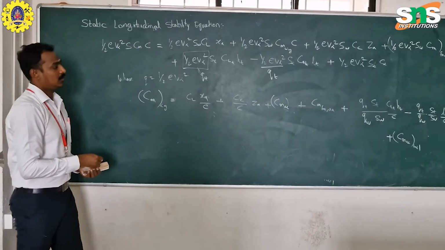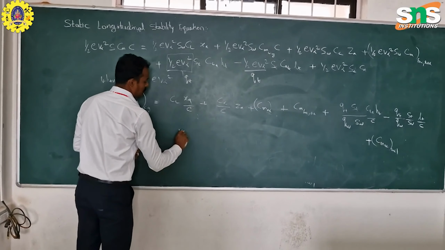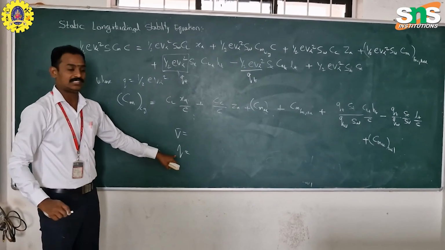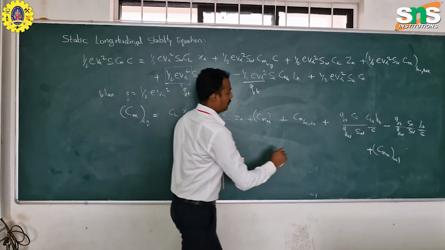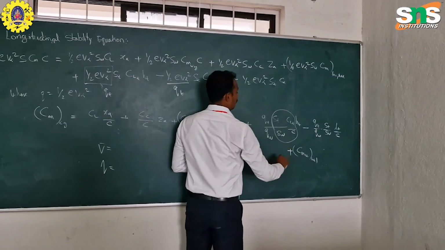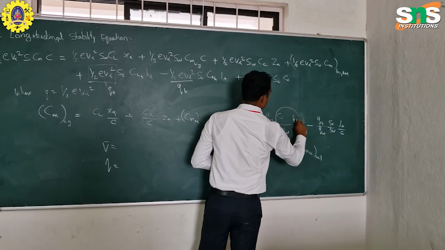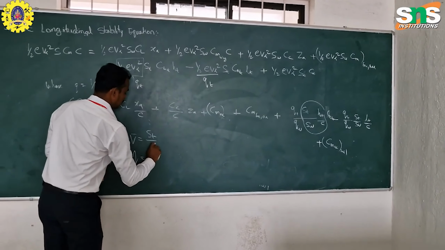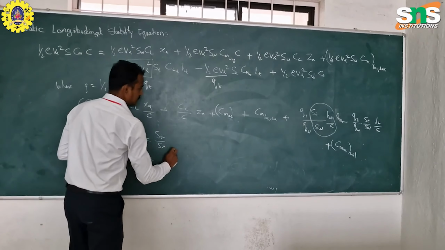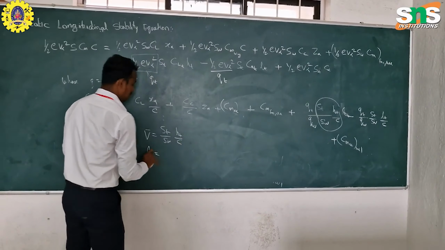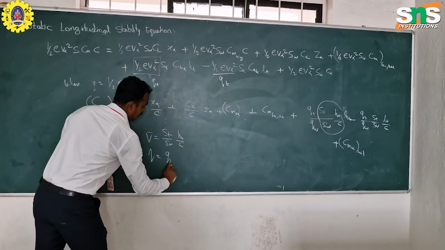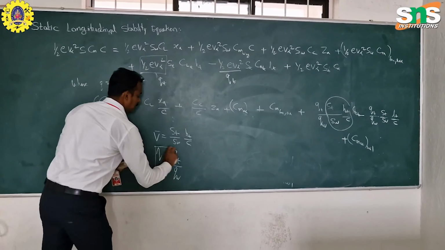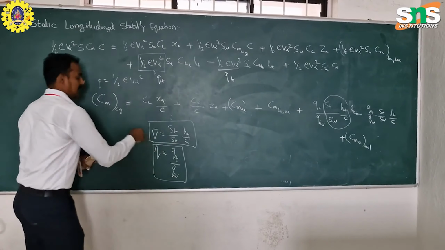So here this is the tail volume ratio and tail efficiency. This is the tail volume ratio, this is the tail efficiency. We can replace this ST by C and T. So this term ST by SW, that is the tail surface by wing surface, into the distance of tail by chord, is the tail volume ratio. Tail efficiency is the dynamic pressure over the tail divided by the dynamic pressure produced by the wing. This is the tail volume ratio and tail efficiency.